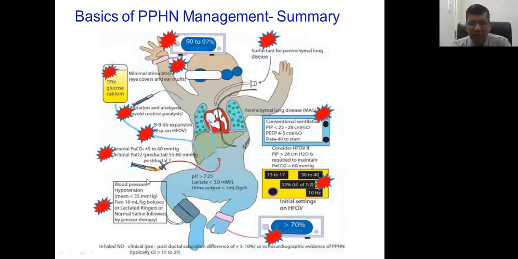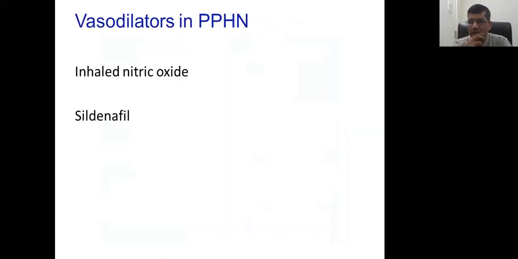So this is the basic management you learn: saturation monitoring, surfactant, maintaining conventional ventilation, high frequency ventilation, and monitoring of the vital signs. These are the major things which are important, because initial management is the one; if you manage that well initially, you might not require high frequency for a long time, you might not require nitric oxide for a long time. A lot of people say I don't have nitric oxide. Okay, doesn't matter. Stabilize the baby, very important in 1 hour. So remember this 1 hour period, which is important.